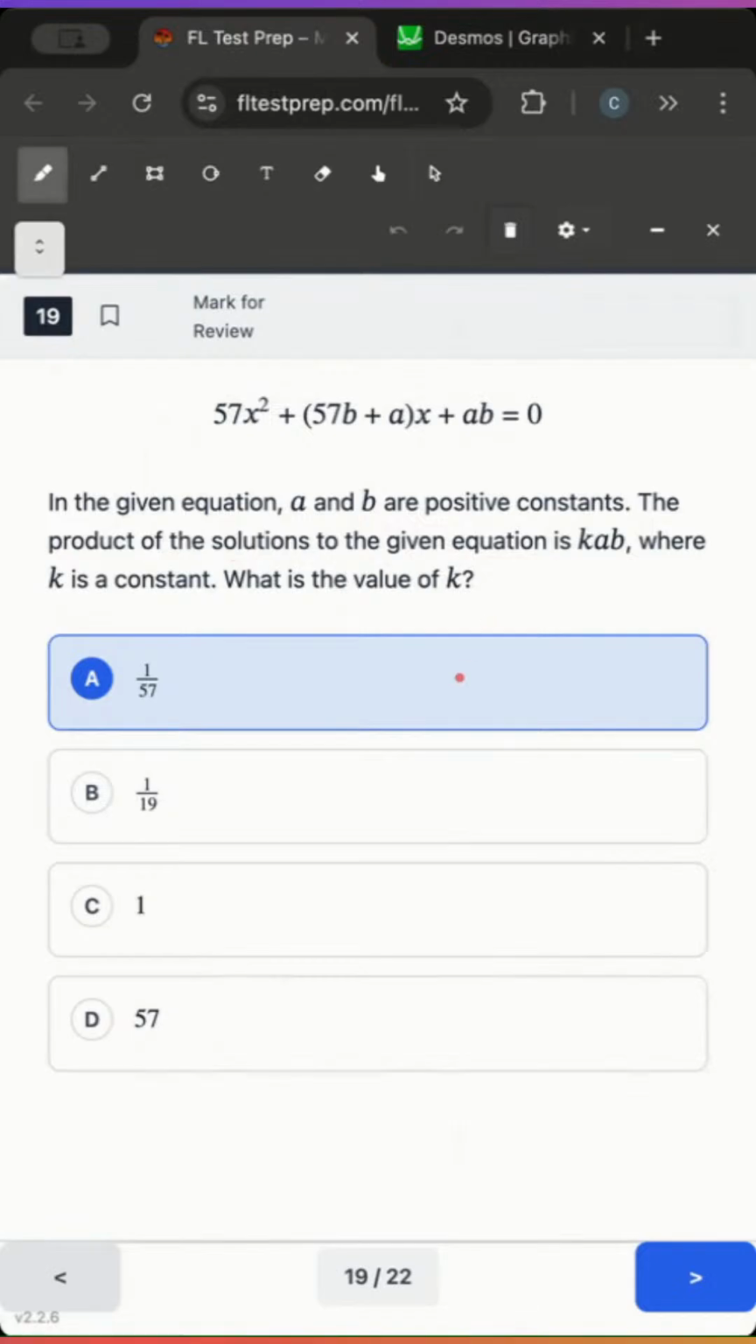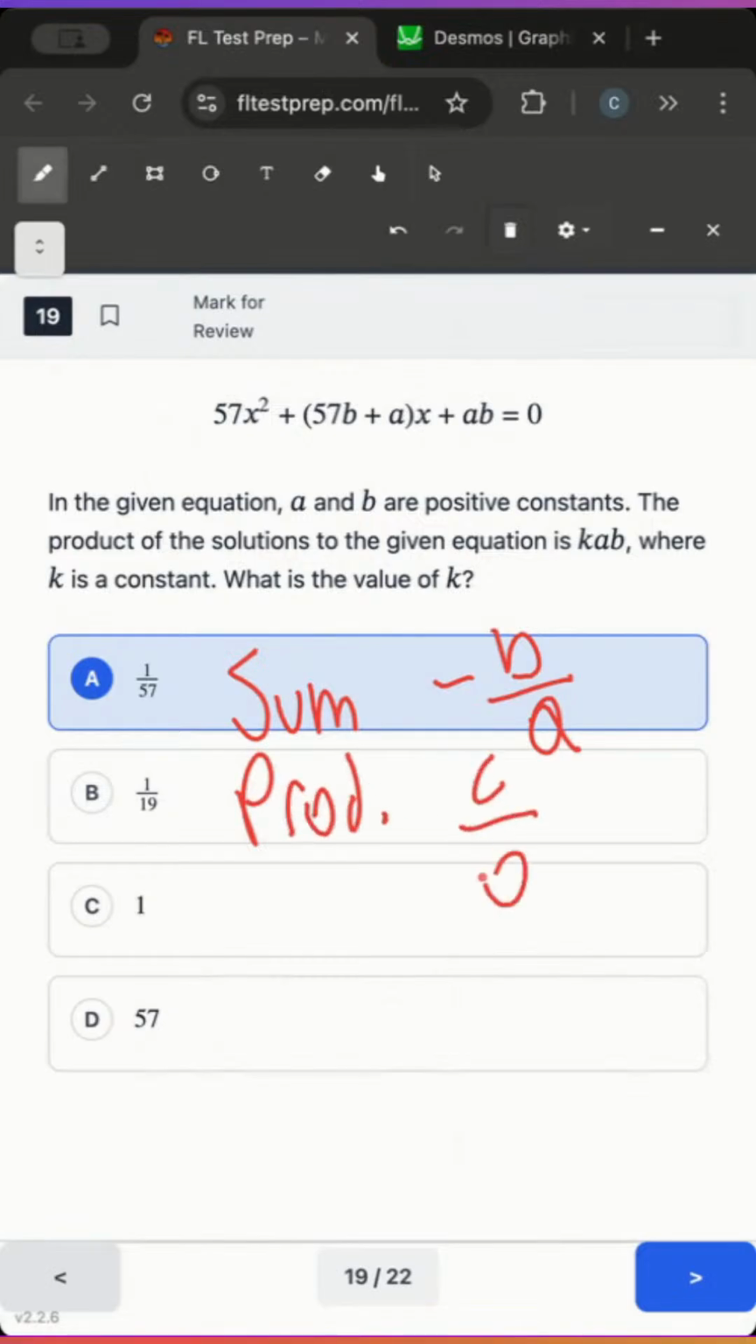So here are the two quadratic SAT equations you need to know. For the sum of the solutions, it's going to be negative B over A. For the product of the solutions, it's going to be C over A. These are really, really fast ways to solve these questions, and they save you tons of time on the exam. Absolutely worth memorizing.